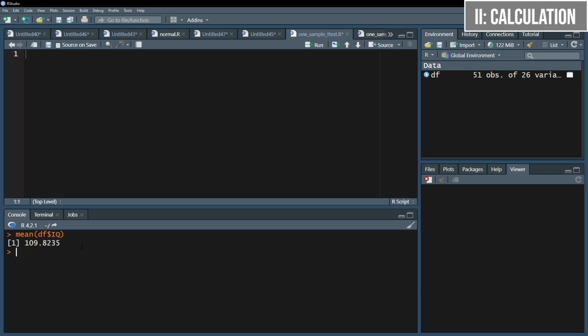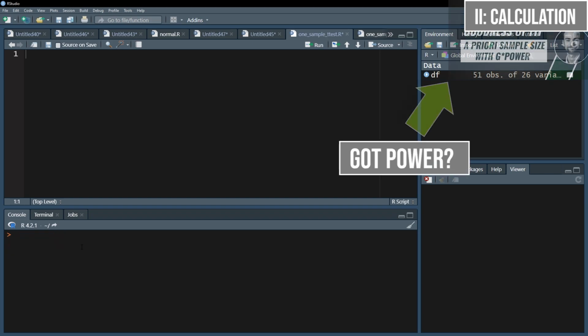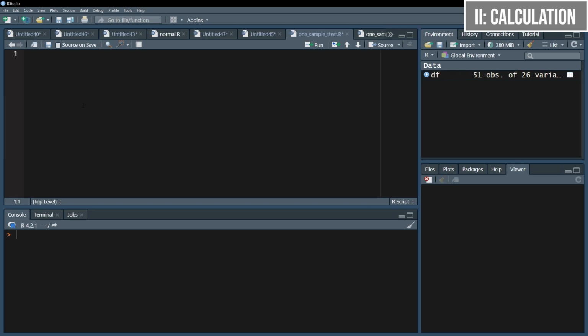As a first step, I want to see the mean of the IQ variable for my sample. The mean function provides that answer, and the average IQ is 109.8. I now want to see whether that is significantly different from the population mean of 100. For this, I use the t.test function and start off with the test variable, the IQ. After that, I use mu equals 100 to test my sample mean against the population mean of 100.